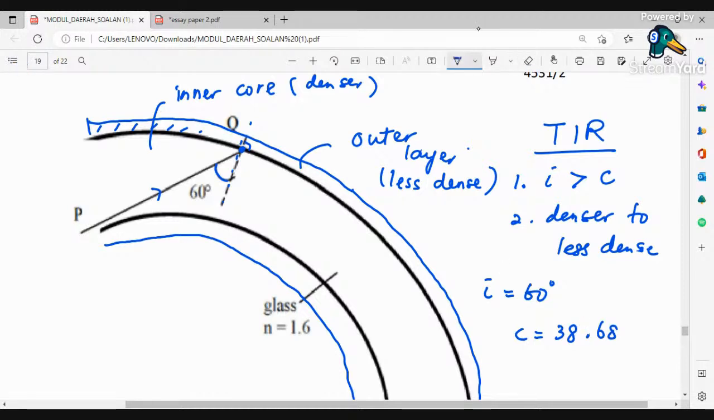38.68 degrees saja. Means the angle I here is more than C, and the light travels from denser to less dense. Okay, now these 2 conditions are already fulfilled, so total internal reflection will occur. Means this one will be reflected. Okay, so dia akan reflect.